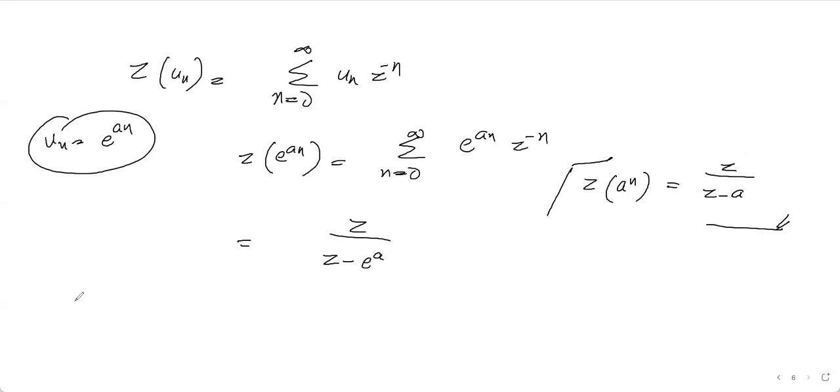Okay, now when u_n is e to the power of minus an, the Z transform of e to the power of minus an is z by z minus e to the power of minus a. So this is the solution.